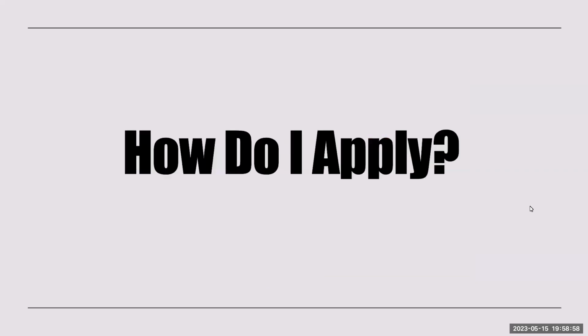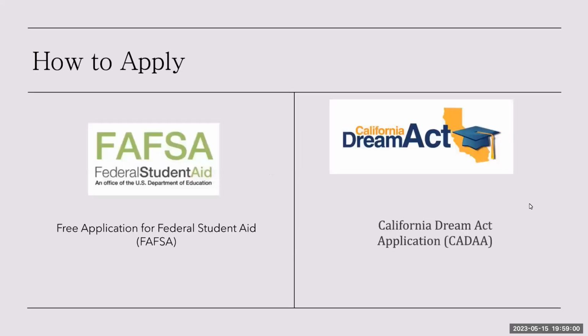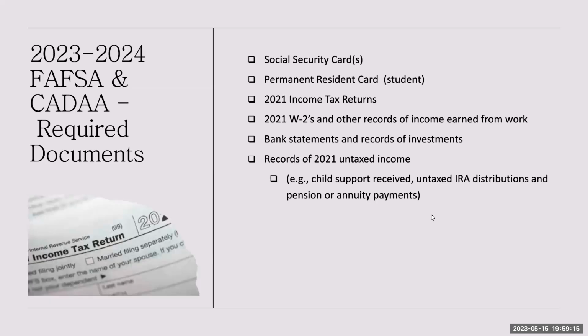Okay, so how do you apply for all those sources of funding? There are two applications available. There is the FAFSA, which is the Free Application for Federal Student Aid, and the California DREAM Act, also known as CADA. These applications do have a priority deadline of March 2nd, okay? So make sure you keep an eye out and you submit your application early. The earlier, the better. But if you happen to miss that deadline, don't worry, you can still submit your application.